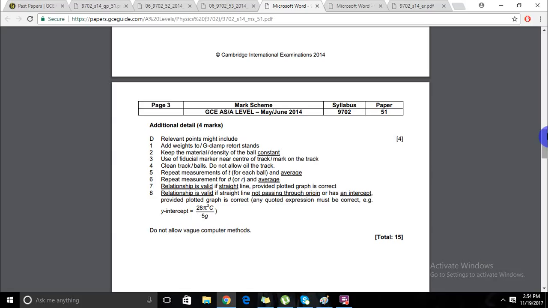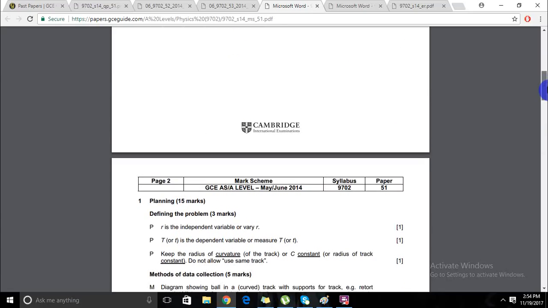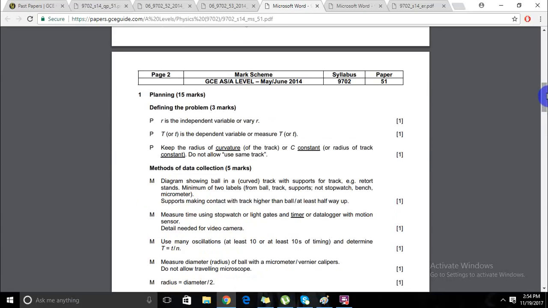So most likely from 15 you would have gotten 13 or 14 if you had presented this answer. So again, let's go with this. Never forget to identify the independent, the dependent, and the controlled variable. They are equivalent to a total of 3 marks. And mention the exact procedure.